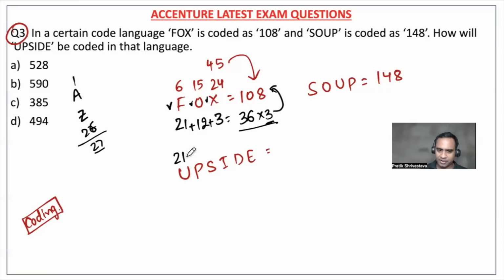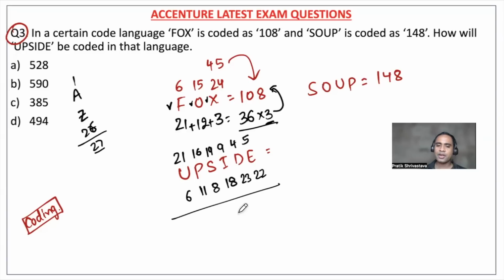Now U is 21, P is 16, S is 19, I is 9, D is 4, E is 5. Opposite is 6 because 21 plus 6 will be 27. 16 plus 11 will be 27, 8, 19 will be 27, 9 plus 9, 18 will be 27, 4 plus 23 will be 27 and 22. Now if you add everything, this is 17. 17 plus 8 is 25. So this total is 25 plus this is 40 and plus 23. So 65 plus 23, it will be 88.